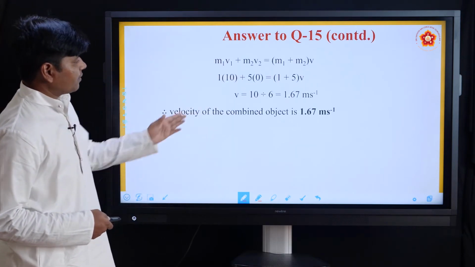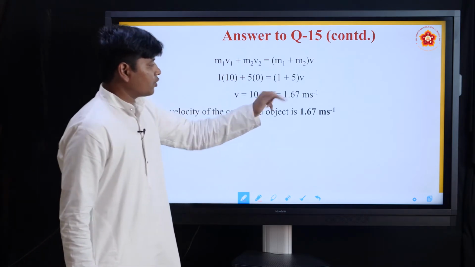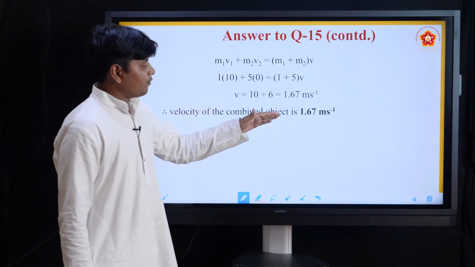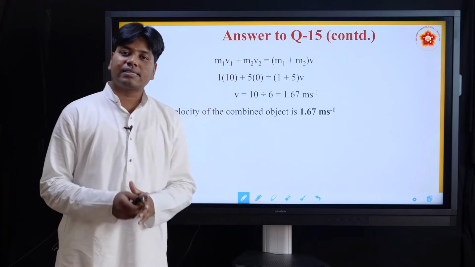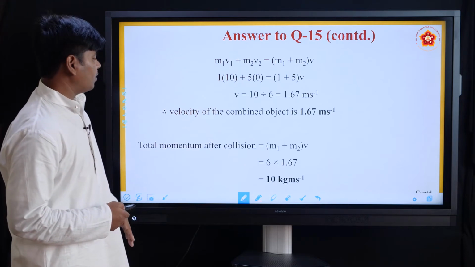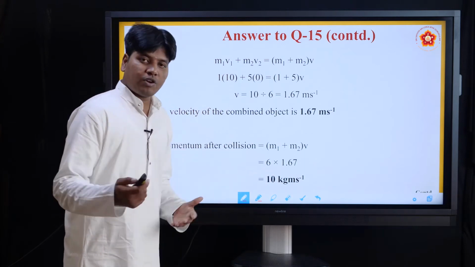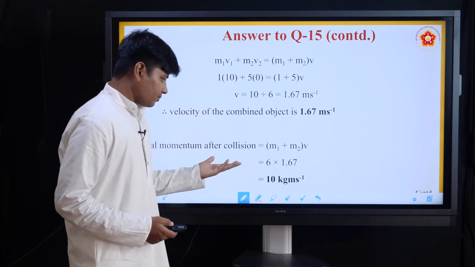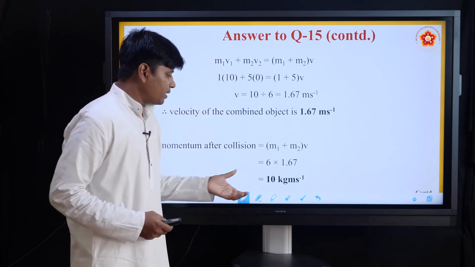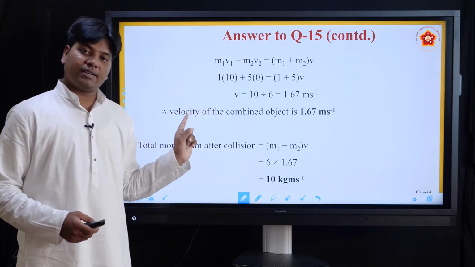So using that, you can deduce, it becomes 10 by 6. 10 by 6 is 5 by 3. It turns out to be 1.67 meter per second. Now the velocity of the combined object is 1.67 meter per second. This is what is asked in our problem. So as a whole, we need to see the total momentum after the collision. We also verified that if you multiply the whole mass of the combined object times the velocity of the combined object, it gives you the same 10 kg meter per second which we got before the collision. Alright.